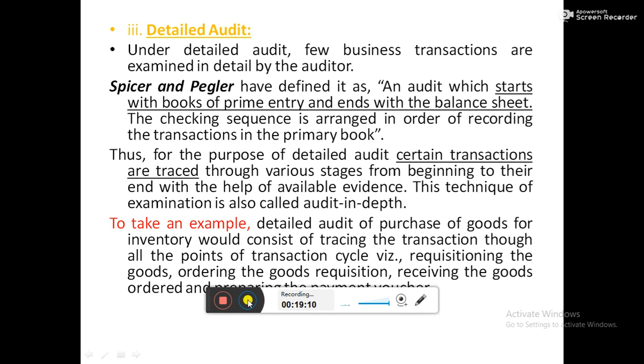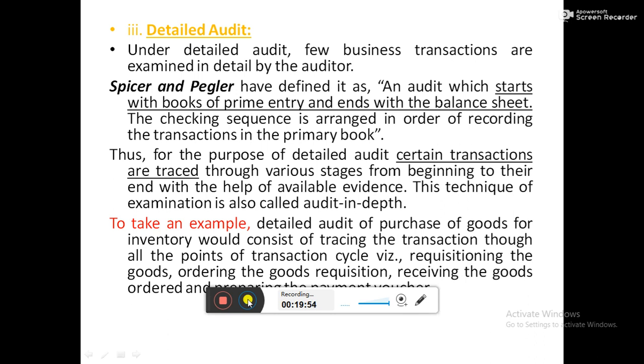I will repeat the definition again. Spicer and Pegler have defined the detailed audit as an audit which starts with books of prime entry and ends with the balance sheet. The checking sequence is arranged in order of recording the transactions in the primary book. Thus, for the purpose of detailed audit, certain transactions are traced through various stages from beginning till the end with the help of available evidences. This technique of examination is also called audit in depth.